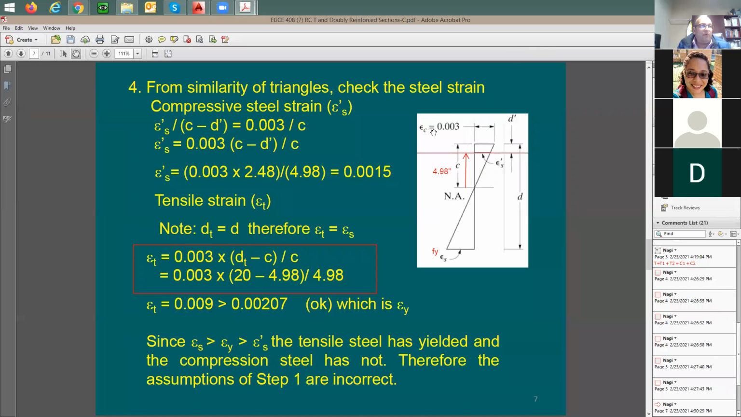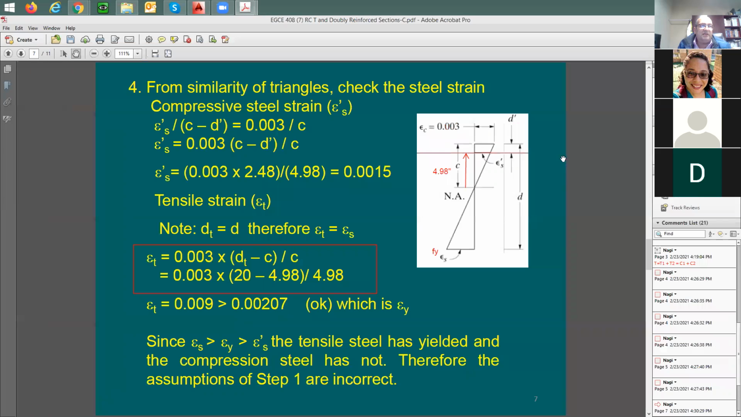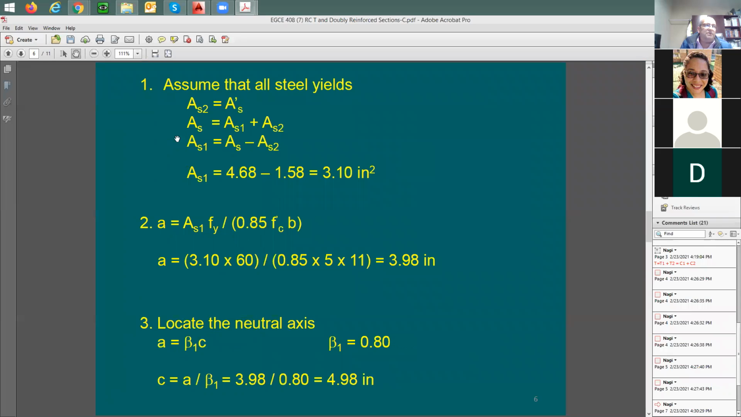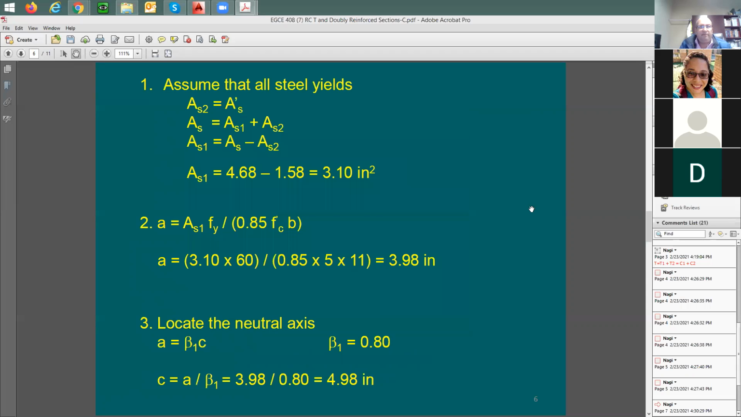But for the top steel, when I did this quick analysis, the strain is 0.0015. What does 0.0015 mean? It means that you're somewhere here. So the stress in the steel is not going to be really equal to 60 KSI. So we just have additional steps. This analysis is incorrect, because it assumes that the tensile and compression steel are both yielding.